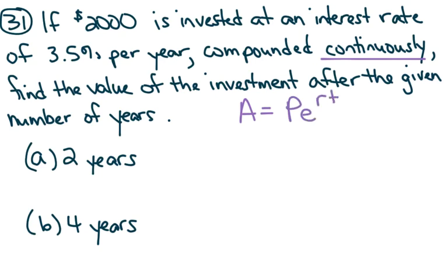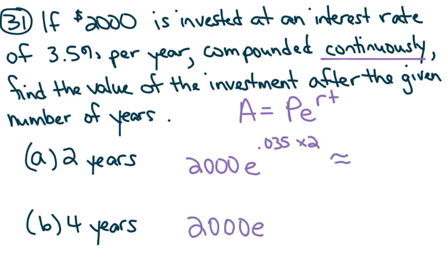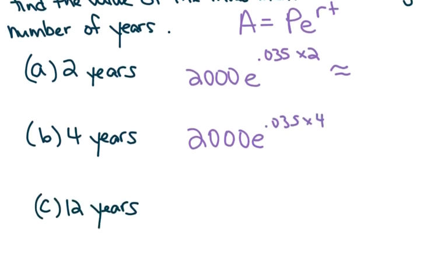So if the initial investment is $2,000 and the rate is 3.5%, we're going to plug in 0.035. In this problem, we'll plug in 2 for t. And in this one, we'll plug in 4. And in part C, we'll plug in 12. And then I'll just shove it into my calculator.